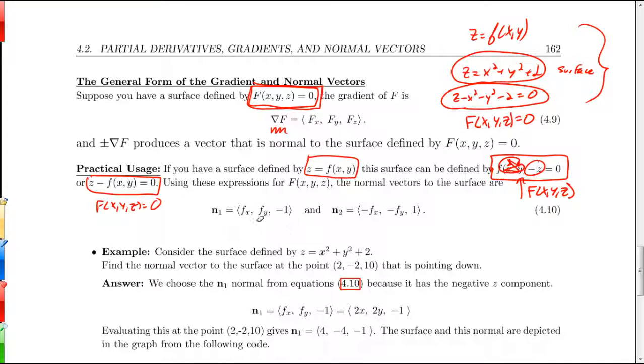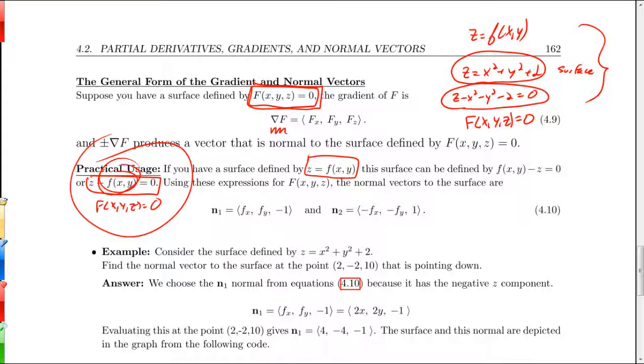Had I switched it the other way around, had I used this option over here instead of this option, then my first partial would be negative f sub x, my second partial would be negative f sub y, and my third partial, the partial with respect to z, would actually have my positive 1. So notice, you get two normals. And that should make sense, because if I have a surface and I have a normal vector here, there's one going in the opposite direction. One's pointing up, because you can tell by the positive z component, and the other is pointing down.